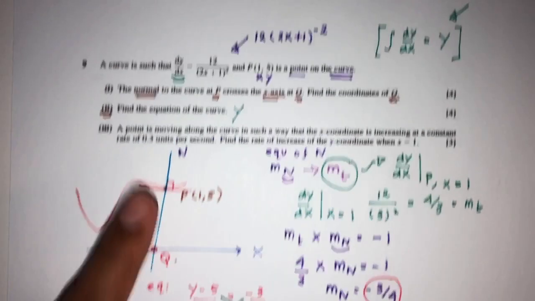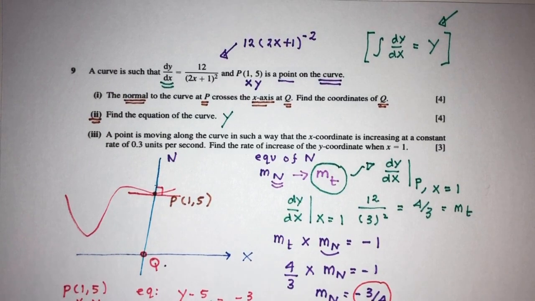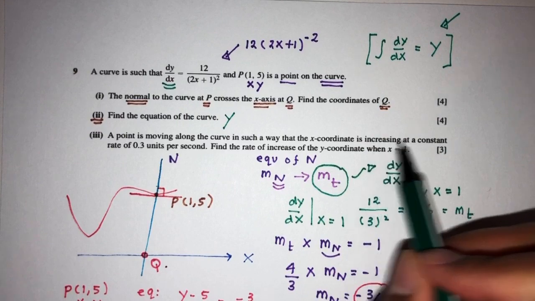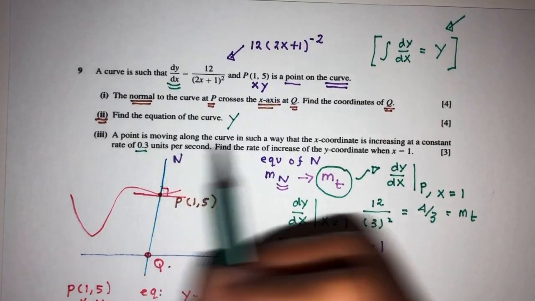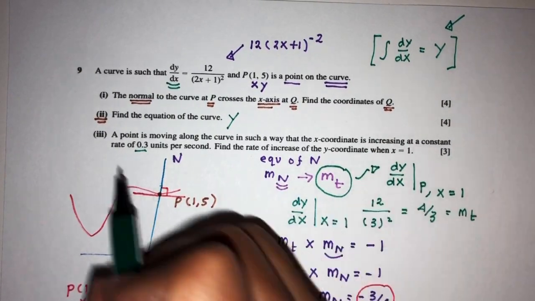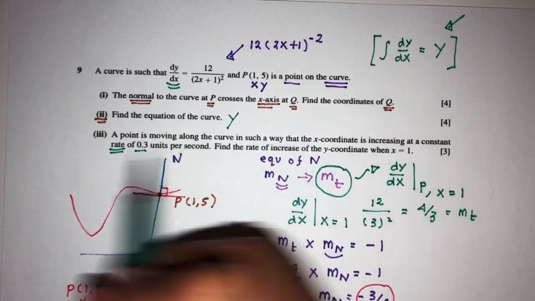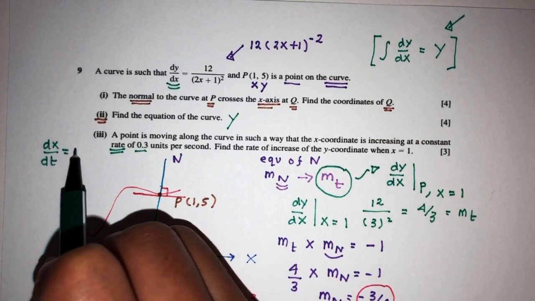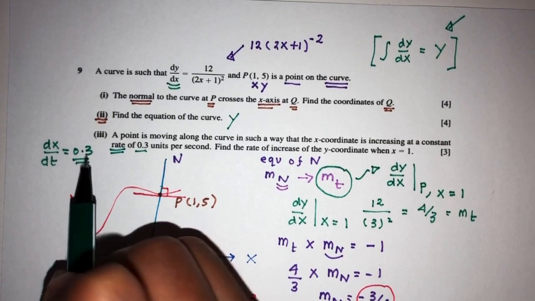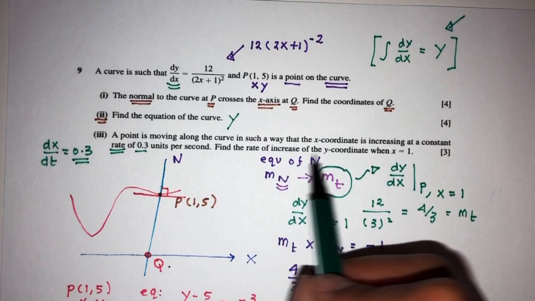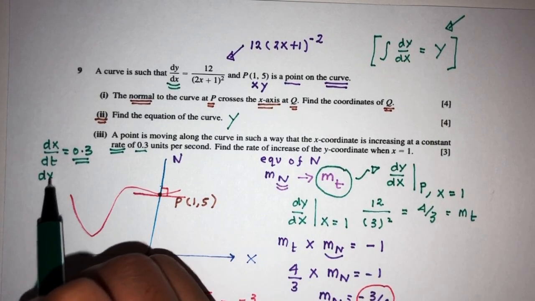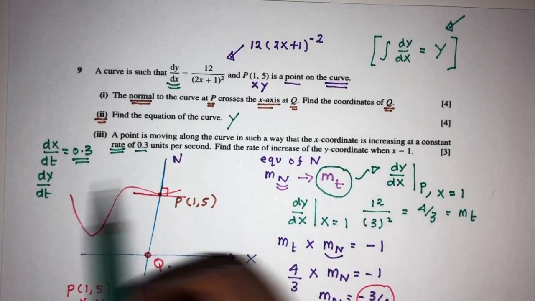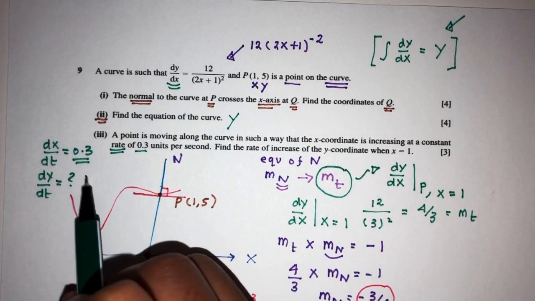Now for the last one, we have a point which is moving along the curve in such a way that x is increasing at a constant rate of this. So pretty easy. Rate is with respect to time. Whenever you see rate, it means with time. So dx with respect to time dt is equal to 0.3. That is the given value. We have to find the rate of increase of y, so we have to find dy by dt when x equals 1.